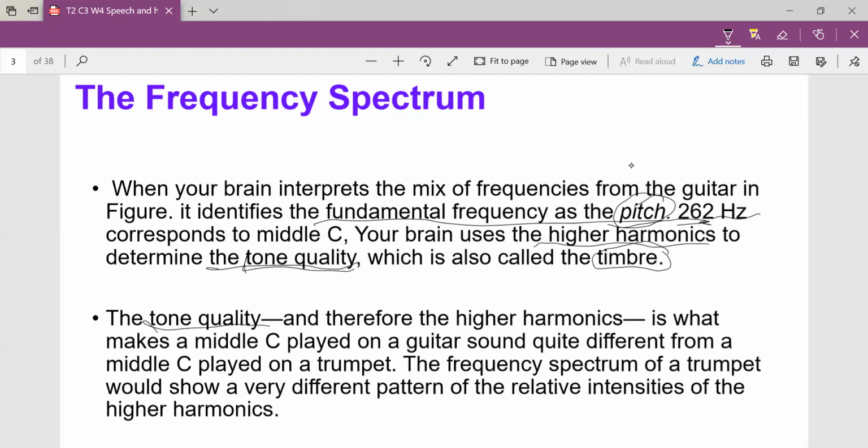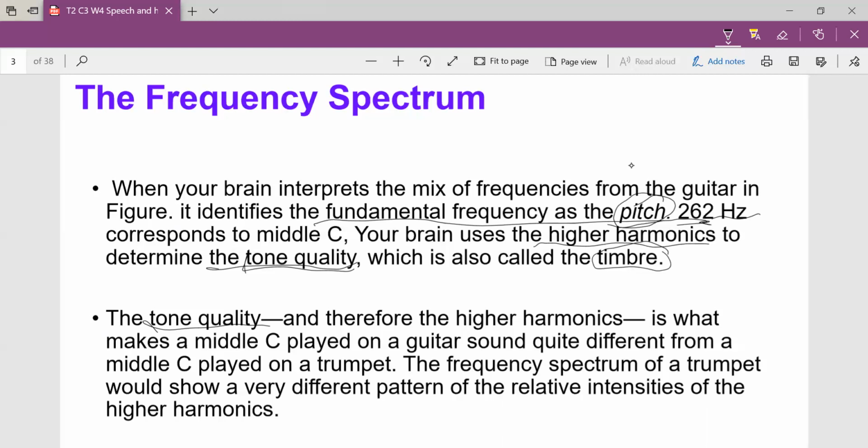And with the pitch and the higher harmonics, we're able to determine or define the tone quality, which is called timbre. With the tone quality and higher harmonics played on that instrument, the difference of the sound is made known from the difference in the sound, in the wave shape, okay? Because the higher harmonics in the spectrum will be different from the guitar and the trumpet, so the shape will be different.